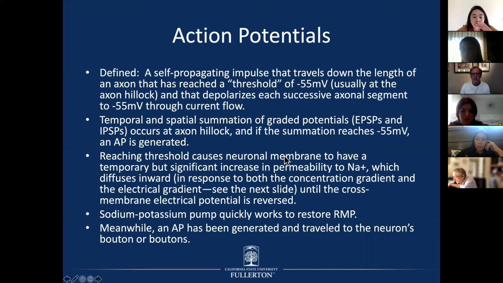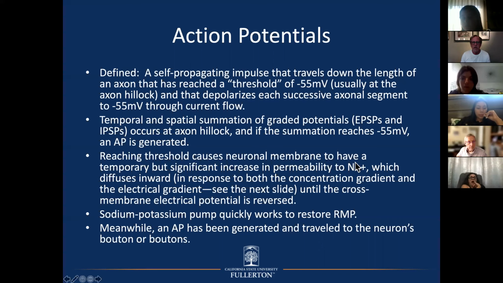Reaching threshold causes the neuronal membrane to have a temporary but significant increase in permeability to Na+. I did say that. And it diffuses inward in response to both the concentration gradient and the electrical gradient. We'll look at the next slide. And until the cross-membrane potential is reversed. Okay, now we'll have a slide that looks a little bit more at the actual changes in potential, and I think that might be the next one.